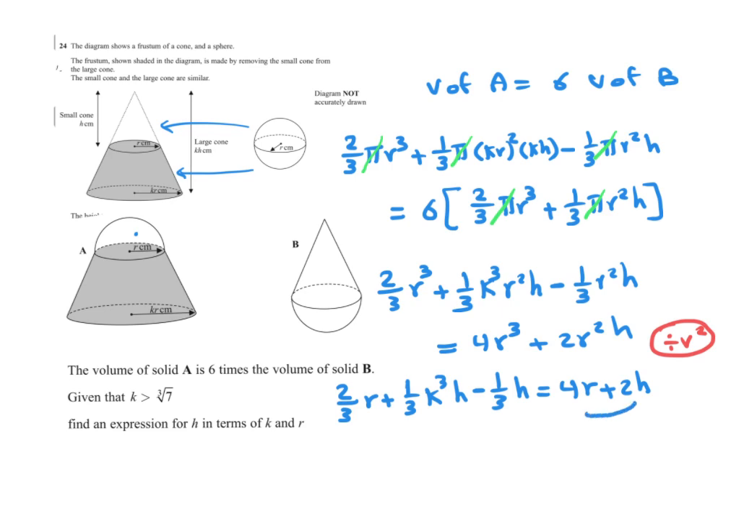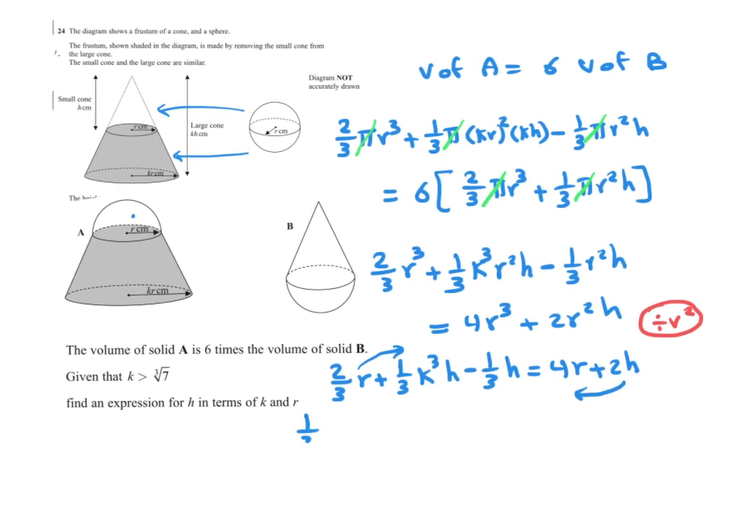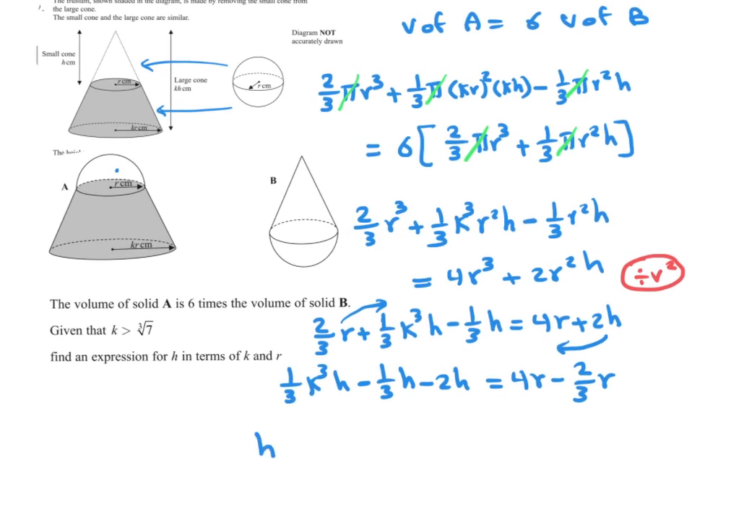Now transpose 2h to the other side and 2/3 r to the right hand side, so you are left with 1/3 k³h minus 1/3 h minus 2h equals 4r minus 2/3 r. So take h common, you are left with 1/3 k³ minus 1/3 minus 2 equals, you can take r common, so 4 minus 2/3.